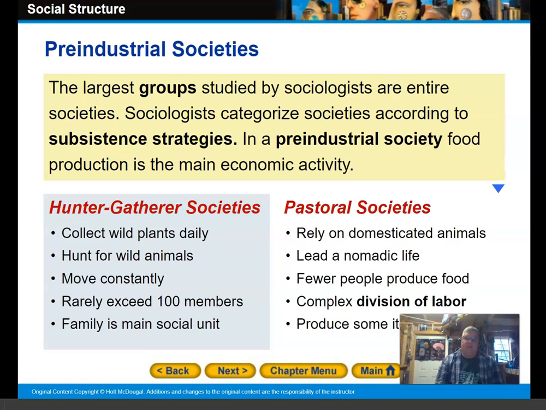In pastoral societies, they rely on domesticated animals and lead a nomadic life. Fewer people produce food and there is a more complex division of labor. They produce some items for trade. So in a pastoral society, you'll follow maybe your herds along to do your food gathering.